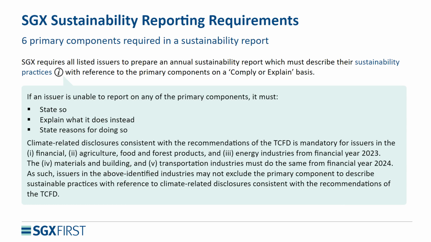If an issuer is unable to report on any of the primary components, it must state so and explain what it does instead and the reasons for doing so.